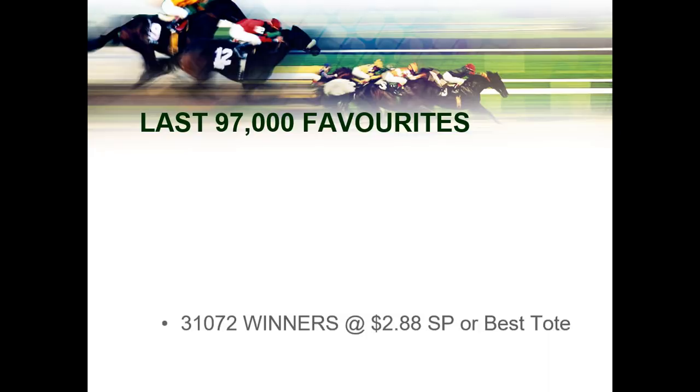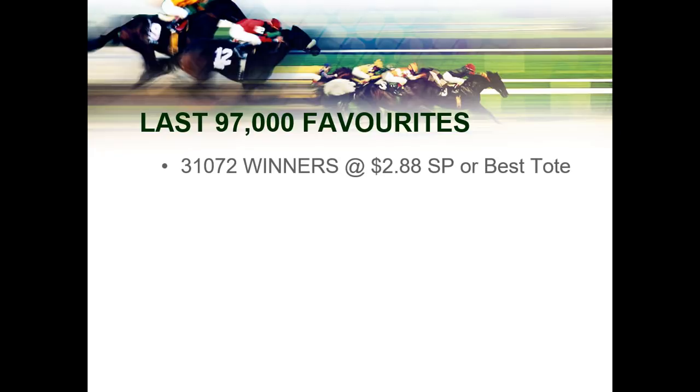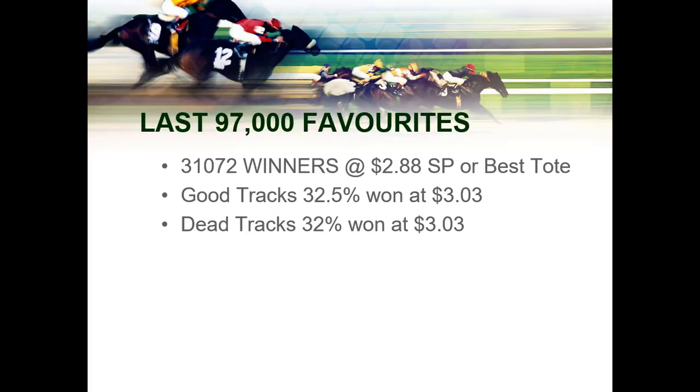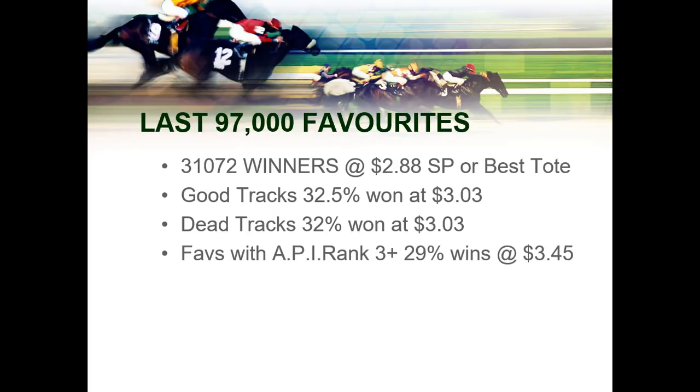These are the stats for the last 97,000 favourites to run. 31,072 winners, average of $2.88, better of starting price or the best tote. Good tracks 32.5%, average price $3.03. Isn't that a better price? The dead tracks, we covered some of this before, and favourites with API rank 3+, 29% wins, average $3.45. Much better deal.